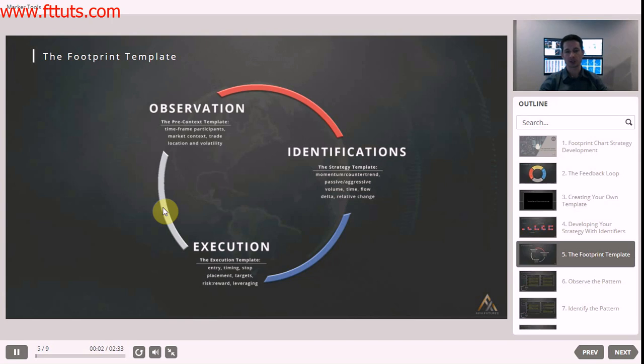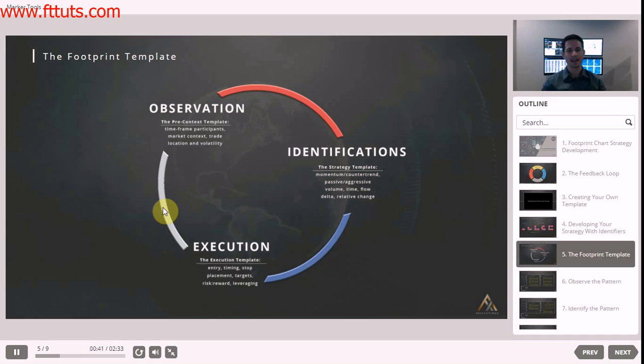So the template looks a little bit like this. There are 3 unique sections: observation, identification, and execution. Within each of these sections, we're going to cover a variety of identifiers. But the template ultimately follows a very chronological order: firstly observing the necessary conditions for a strategy to exist in, then identifying the strategy, which I'll be teaching you one of the 10, and then lastly the execution in a dynamic manner of that strategy, with key focus on trade management.